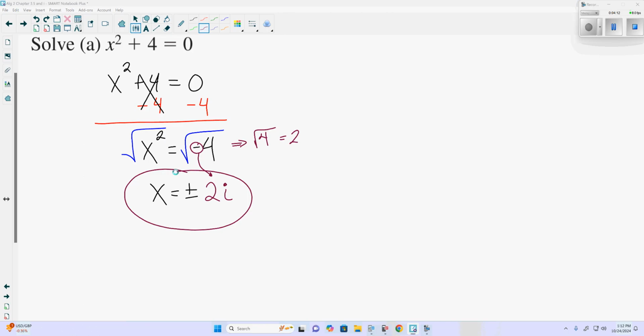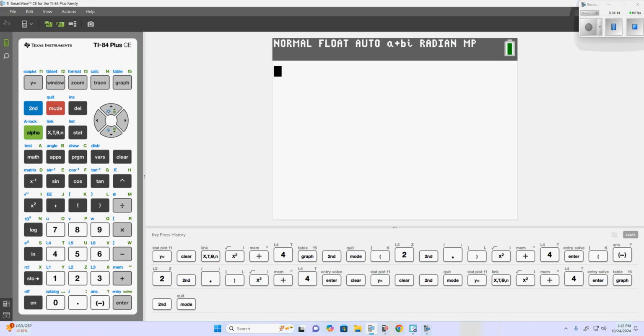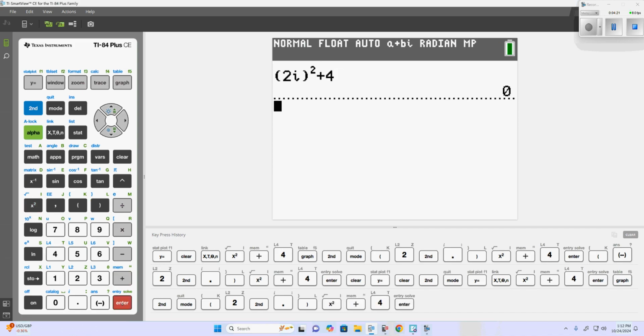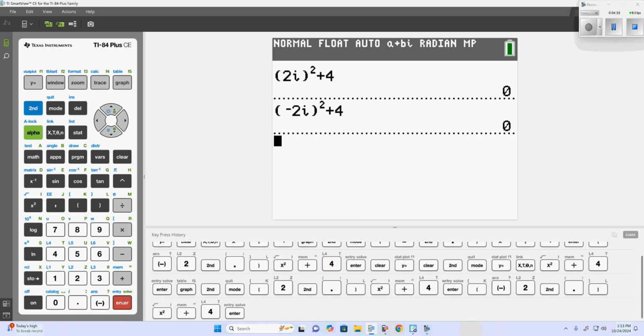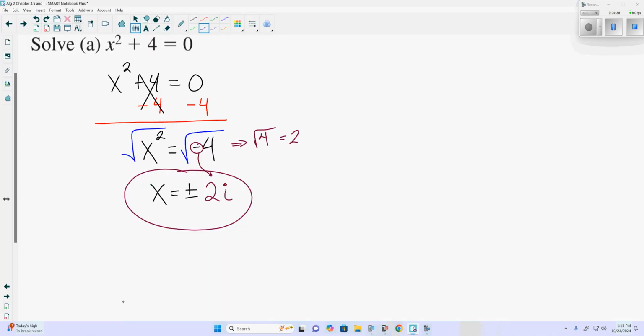Now we could plug this into the graphing calculator to check our answer. We can say parentheses 2i close parentheses squared plus 4, and it tells us that is indeed 0. We can also do the same thing with negative 2i plus 4, and check that here. And it is also 0. So 2i and negative 2i are our two solutions. Questions on this here? Okay.